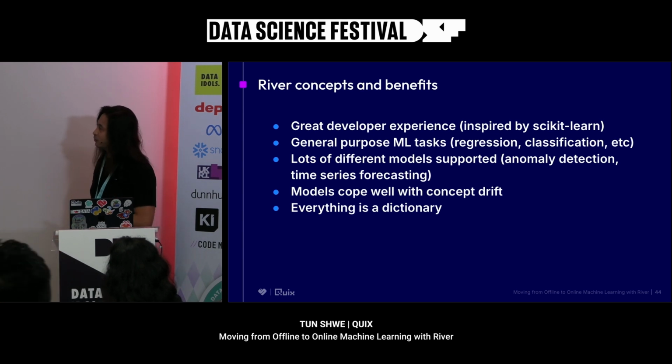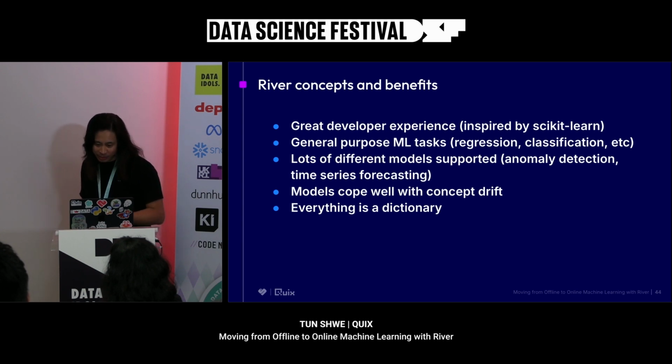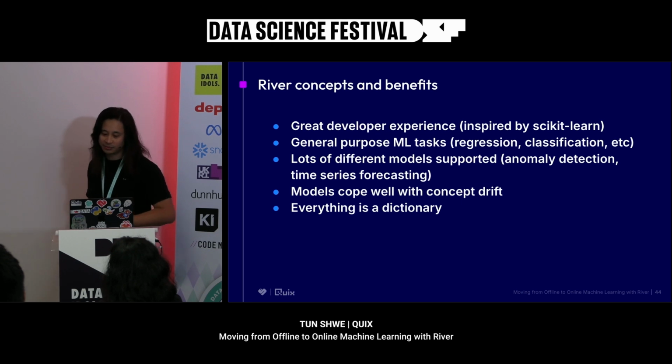And there are loads of different models supported. I work a lot with anomaly detection and time series forecasting, but it supports so many different types of models. I'm going to list a few off. For anomaly detection, we've used things like the Gaussian scorer, half-space trees, one-class SVMs. There are loads of different things there. For time series, you've got Holt-Winters. There are a lot of other options there.